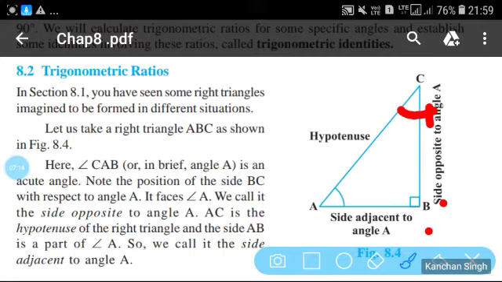See the position of the side BC with respect to angle A. It faces angle A, so we call it the side opposite to angle A. AC is the hypotenuse of the right triangle, and the side AB is a part of angle A, so we call it the side adjacent to angle A. So the side opposite to angle A is BC and the side adjacent to angle A is AB. Similarly, the side opposite to angle C is AB, the adjacent side is BC, and AC is the hypotenuse.